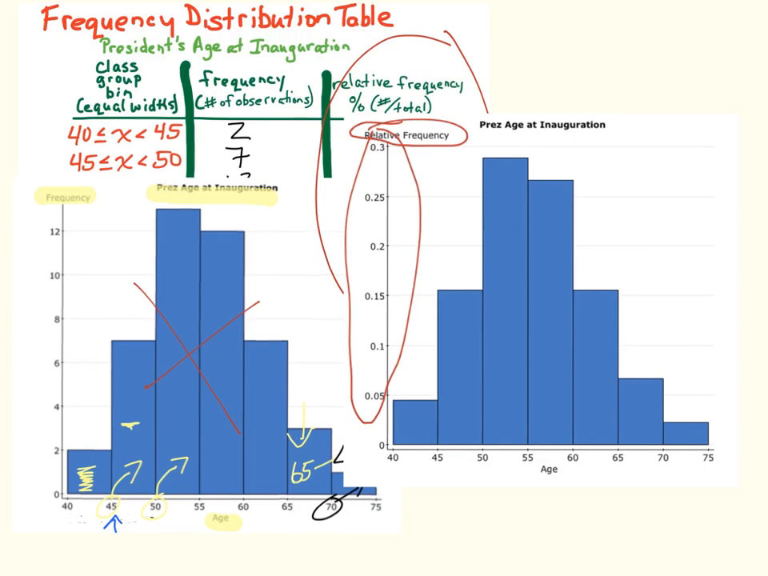A relative frequency histogram is helpful when you have a lot of data points, right? Instead of having thousands here, we can talk about just percentages. It's also helpful if you're comparing it to another data set that has a different number of counts in it.